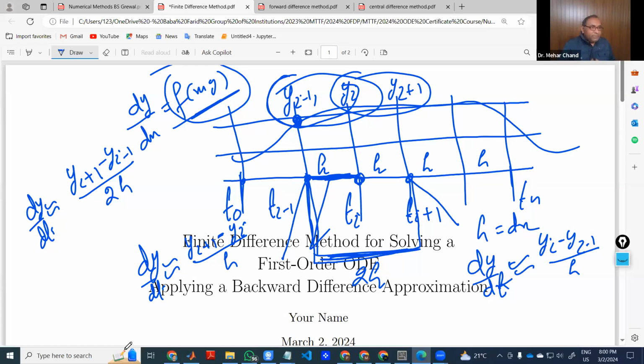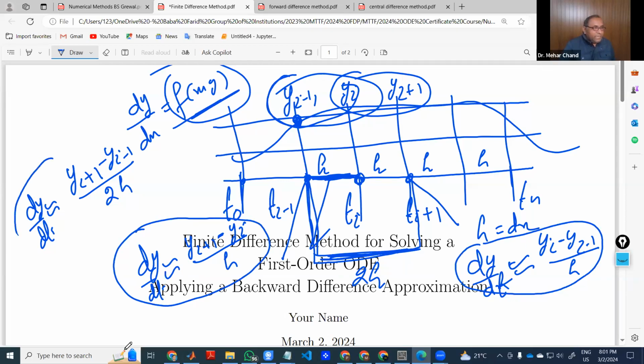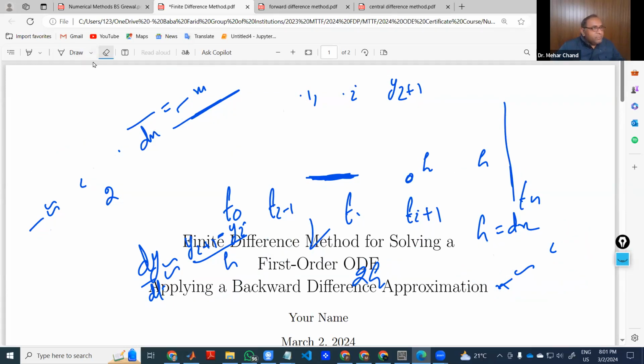Okay, so we have these three cases: the first one is backward, this one is forward, and this one is central. From these three expressions we will write the equations in iterative format, and then we can easily implement them using the finite difference method. All of these will be related to ODEs.